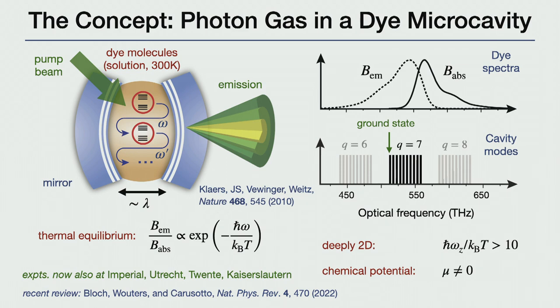Furthermore, we can independently control temperature and photon number, so it's not like a black body radiator. That is due to the fact that we have an energy offset in these dye molecules here, and it leads to a chemical potential that is non-zero for the light.